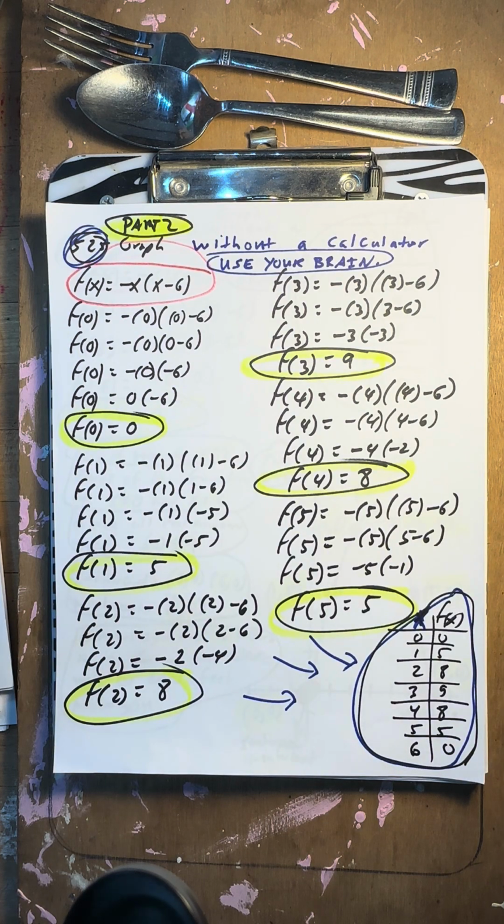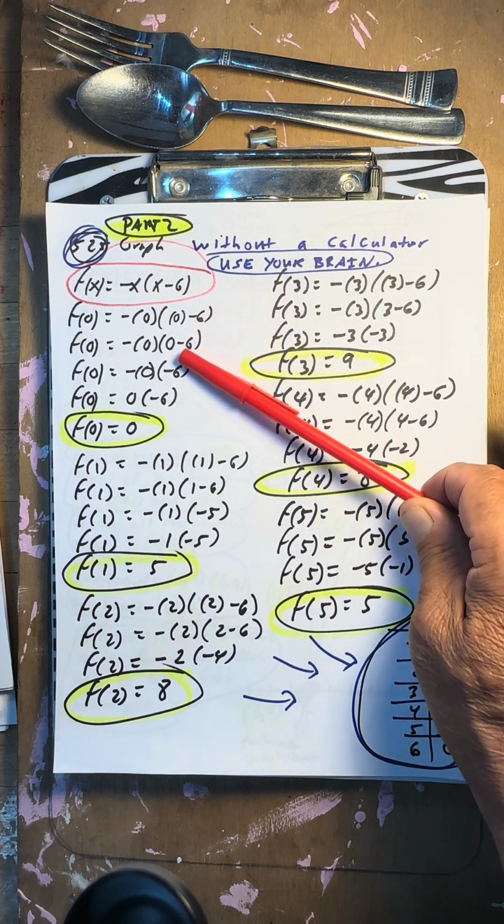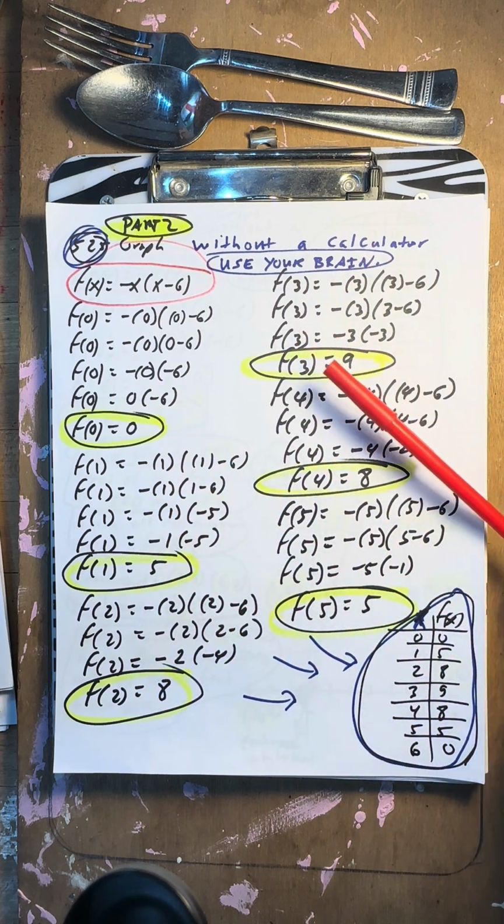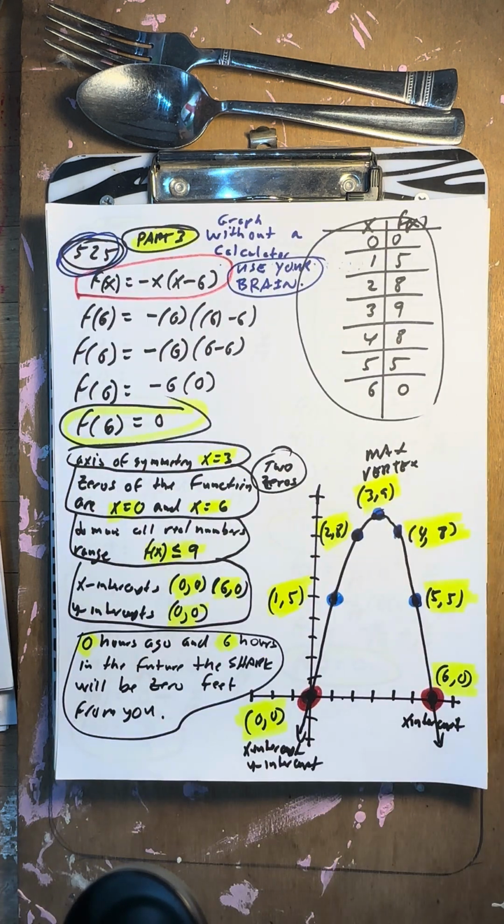Or if you want to, which I wouldn't suggest, without a calculator, use your brain. You can do this the long way, and you're going to get all these points after you do all these calculations here. Use your brain. That's what you want to do. Once you get all those points right there, then you connect them. There is a graph right there. Yeah, 0, 0, 1, 5, 2, 8, 3, 9, 4, 8, 5, 5, 6, 0. Same setup as the other one, except you did it the long way without a calculator. Okay.